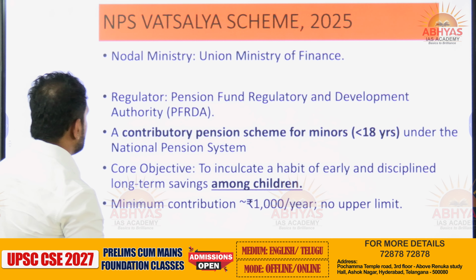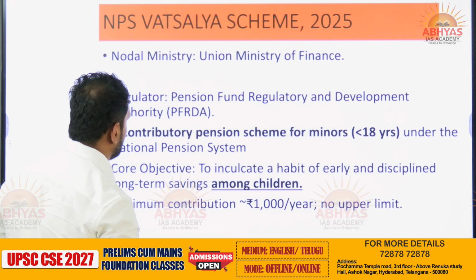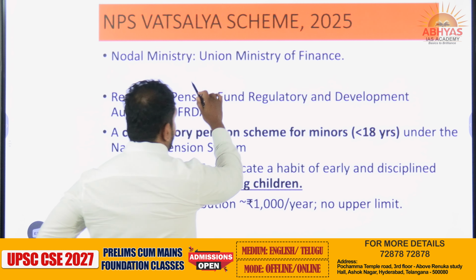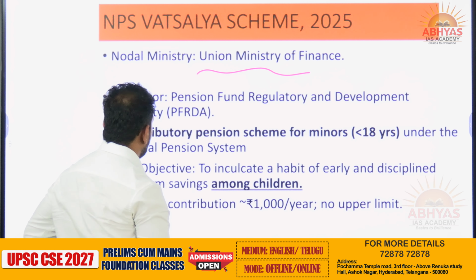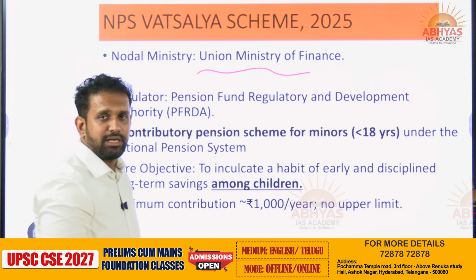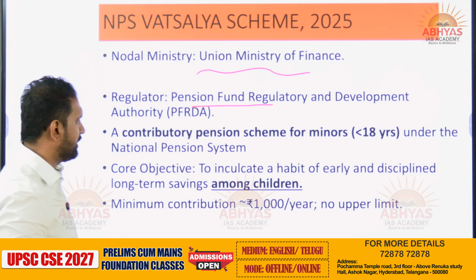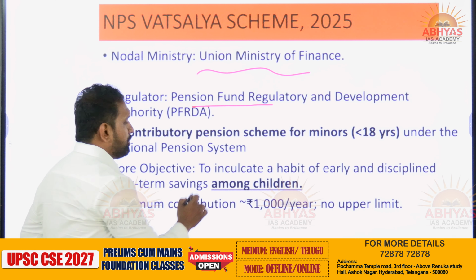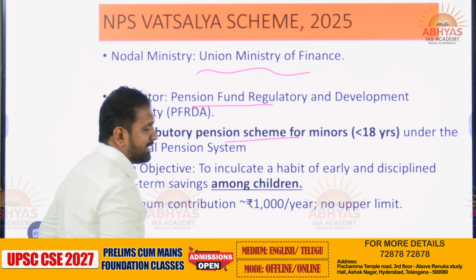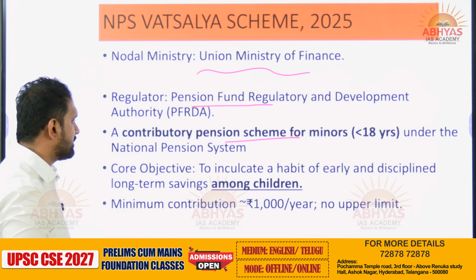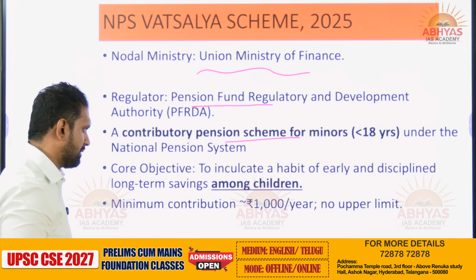National Pension Scheme Vatsalya, also called Vatsalya 2025, by the Ministry of Finance. Very, very important. Who is the regulator of this particular scheme? PFRDA, Pension Fund Regulatory and Development Authority. It's a contributory scheme for minors who are less than 18 years of age, very important under the National Pension System.